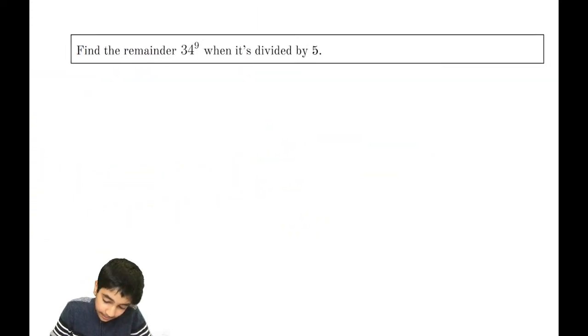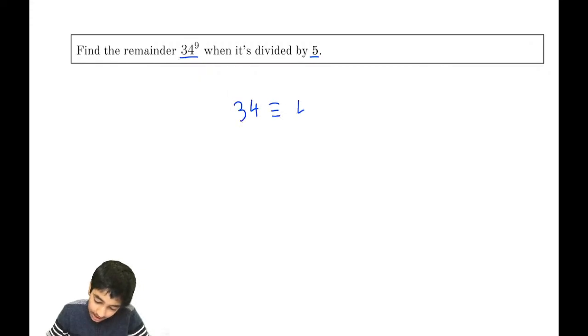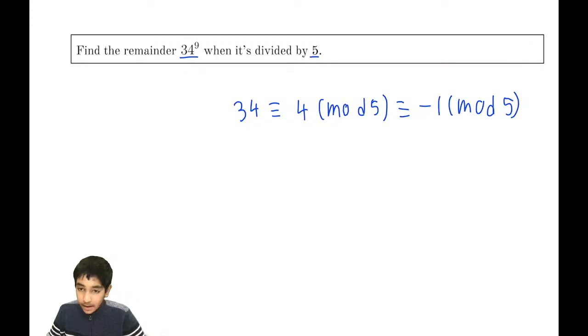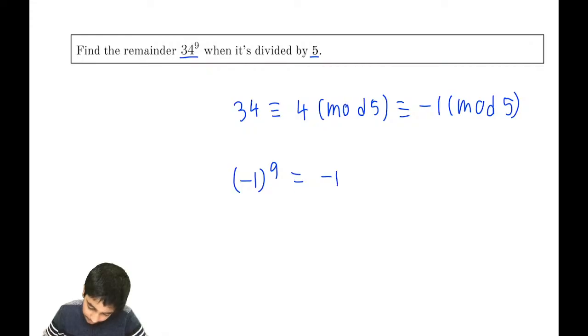Now, we can do something very similar for this. 34, we know, is going to be congruent to 4 mod 5, since it leaves a remainder of 4 when divided by 5, which is also going to be negative 1 mod 5. Since being 4 more than a multiple of 5 is the same as being 1 less than a multiple of 5. And basically from here, we can see that 34 to the power of 9 is just going to be negative 1 to the power of 9, which is going to be negative 1 mod 5. And negative 1 mod 5 is also 4 mod 5.